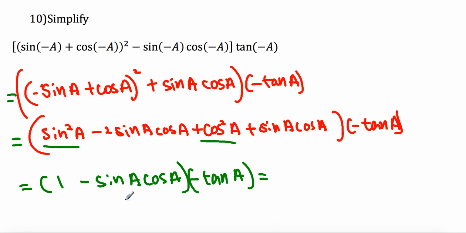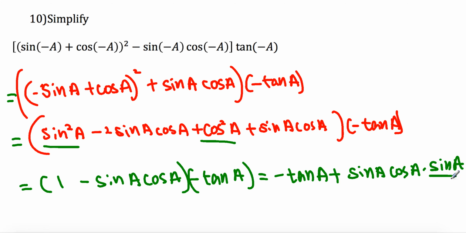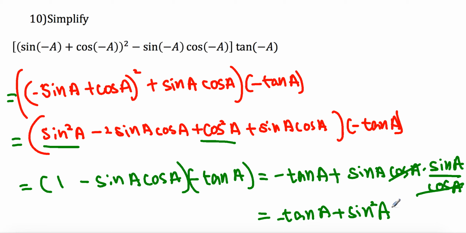negative tangent of A. And then plus, when I multiply all three things together, we get plus sine of A cosine of A, and then tangent of A is sine over cosine. So we get cosine cancels out. So we get negative tangent of A plus sine square A. And that would have been the simplest answer.